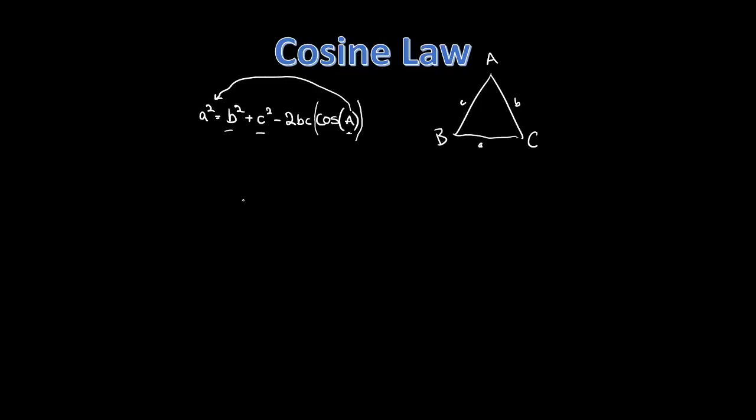Now, this doesn't apply just for one side. You can change around the variables to mean whatever you want. So b squared is equal to a squared plus c squared minus 2ac cosine angle b, or c squared is equal to b squared plus a squared minus 2ab cosine angle c. Okay? Now the cosine law is different than the sine law. It fills in the gaps that sine law has.